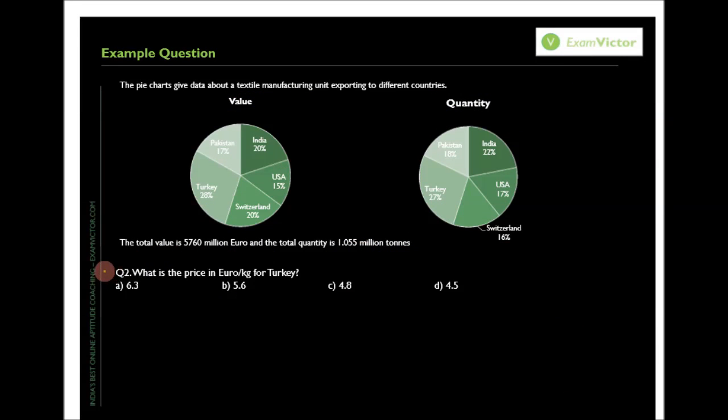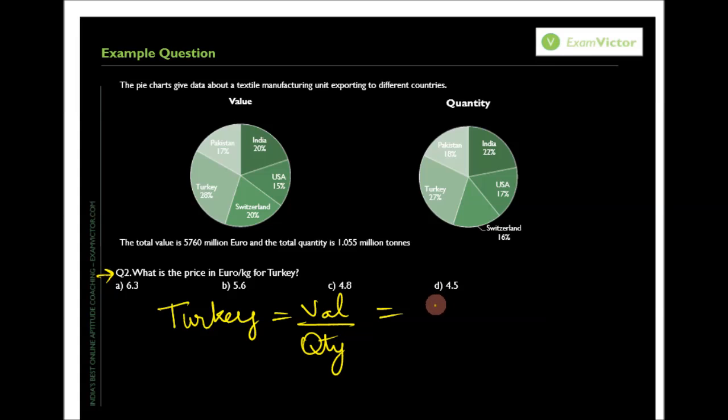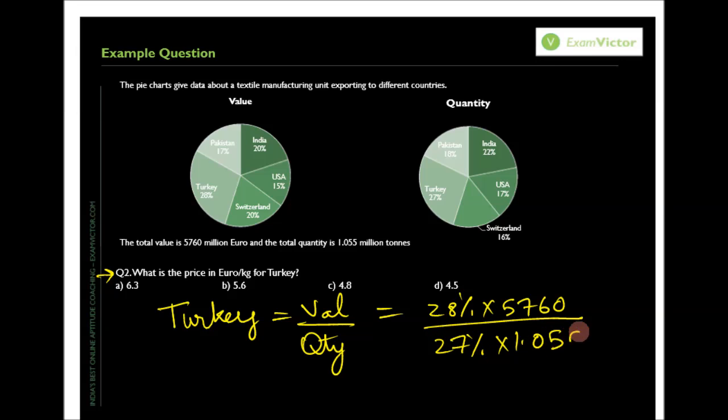Okay. So now another question based on the same data. Now this question is saying what is the price in euros per kg for Turkey? Price calculation we just saw on the previous page. So it's very simple. If you want to write for Turkey, the value on the numerator and the quantity on the denominator, that is equal to 28% into 5760 upon 27% into 1.055.